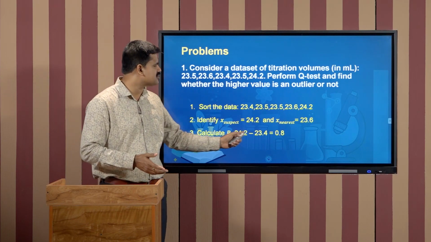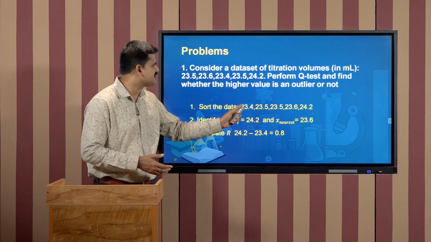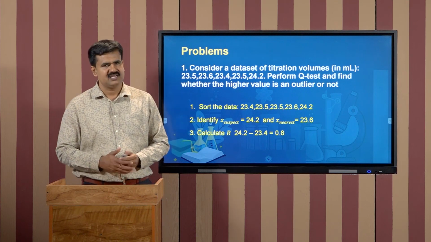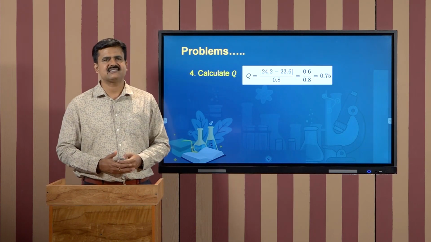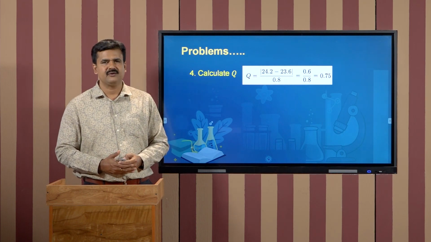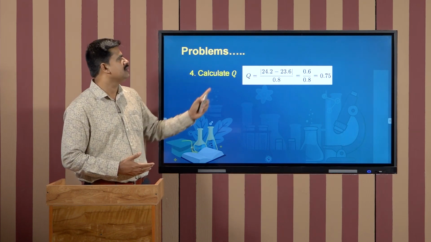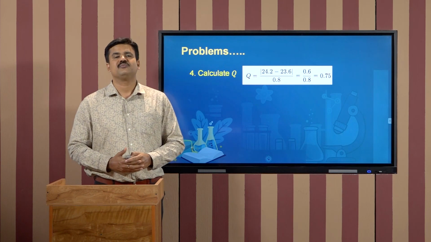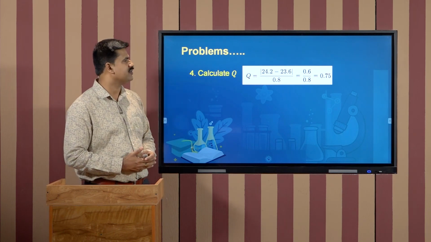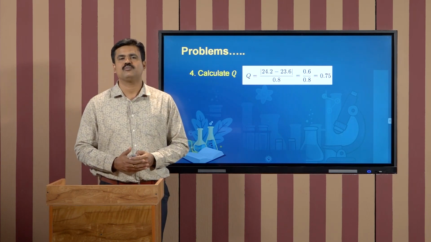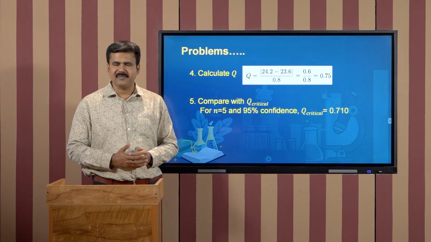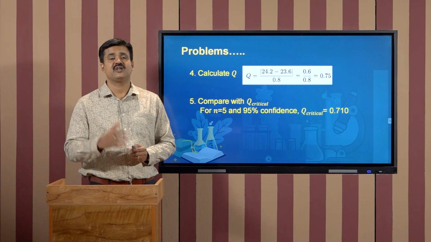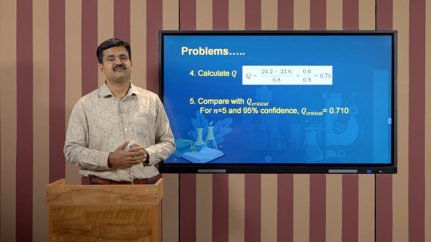The highest value is 24.2 and the lowest value is the first one, that is 23.4. Take the difference, that is equal to 0.8, and based on this you can compute the Q value. Q value is equal to modulus of (24.2 minus 23.6) divided by 0.8 and the Q value is equal to 0.75.